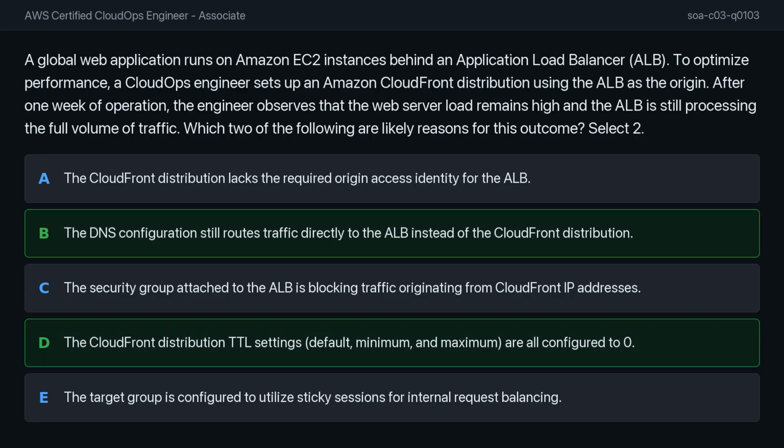In my view, the correct answers are option B and option D. Let us look at why. Option B is correct because if the DNS record for the website still points to the load balancer endpoint instead of the CloudFront distribution, users continue to connect directly to the load balancer. This bypasses the content delivery network entirely, meaning no traffic is being offloaded and the origin remains under the same load as it was before.